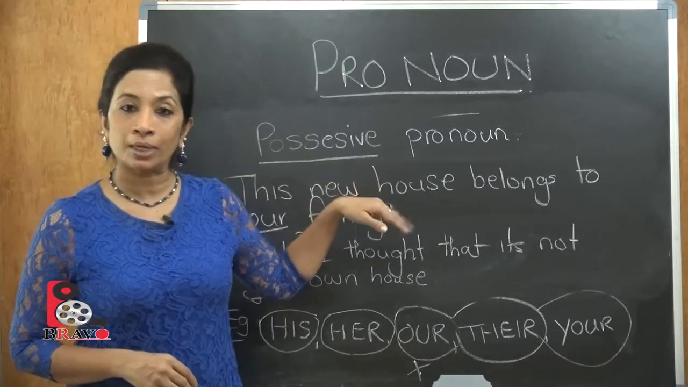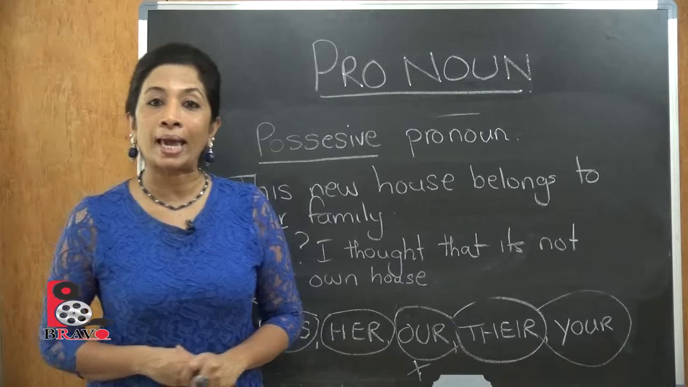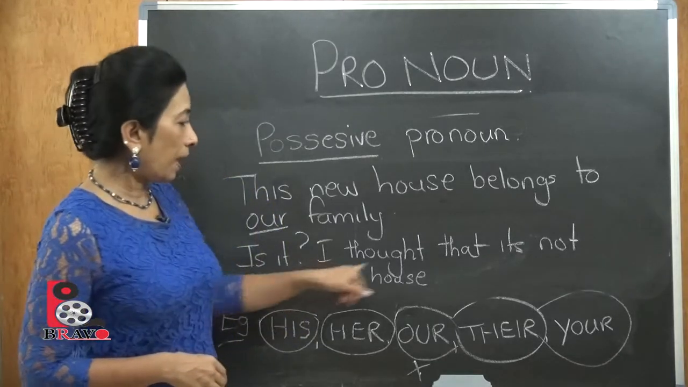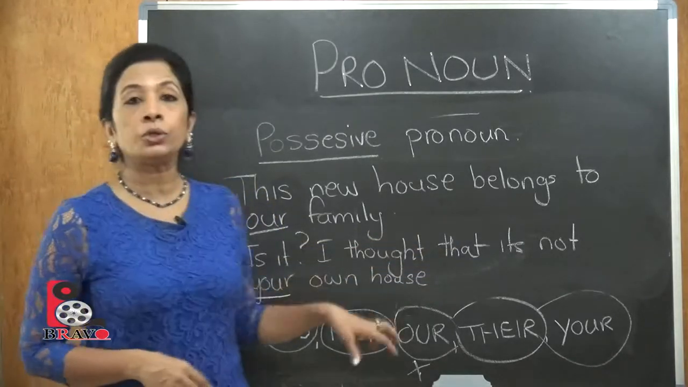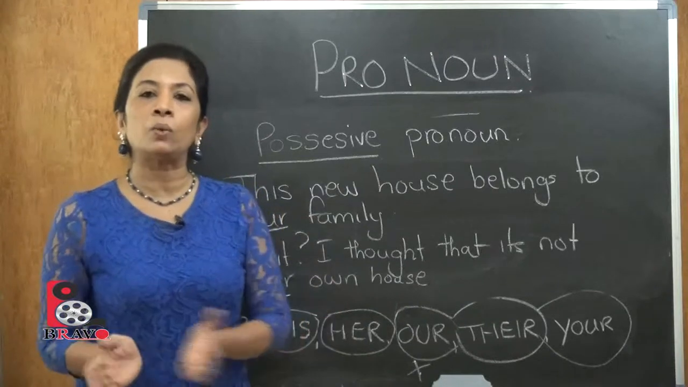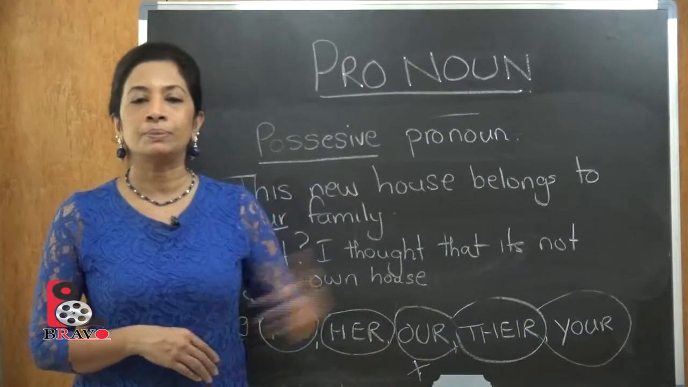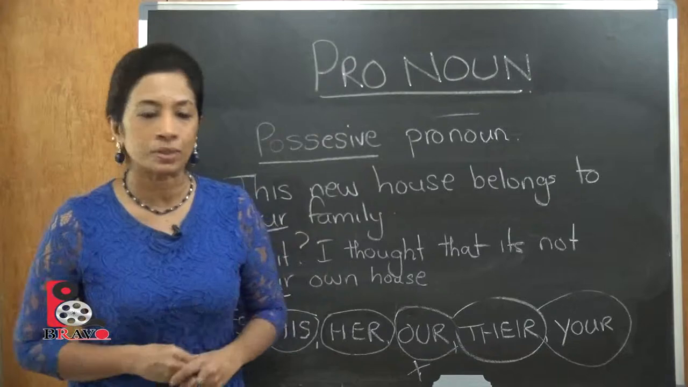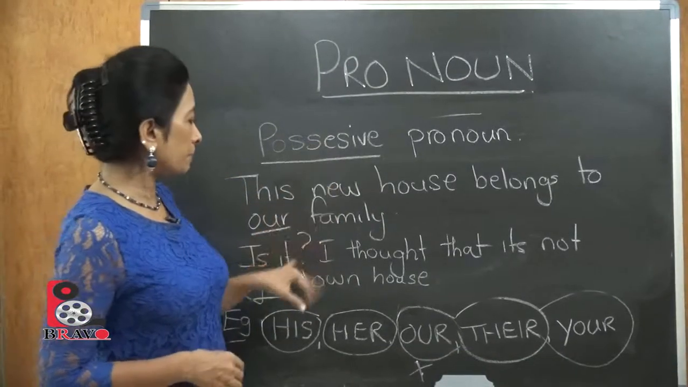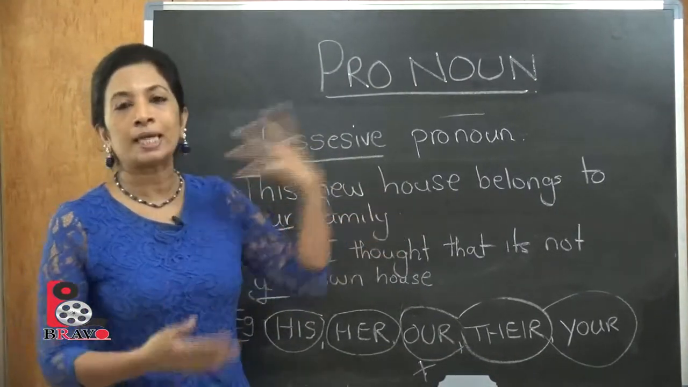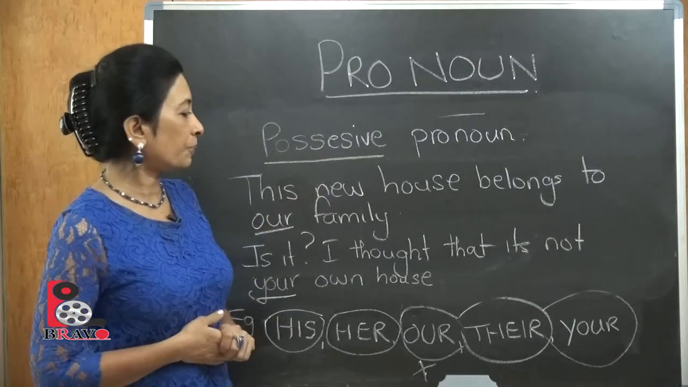But the person who listened to that statement has a doubt about it. So he's thrown the question back at me: "Is it? I thought that this is not your own house." So when he says that, I'm thrown out of that question completely. That means I'm not in that house. So this is one of the formats of explaining the statement and the question on the possessive pronoun.